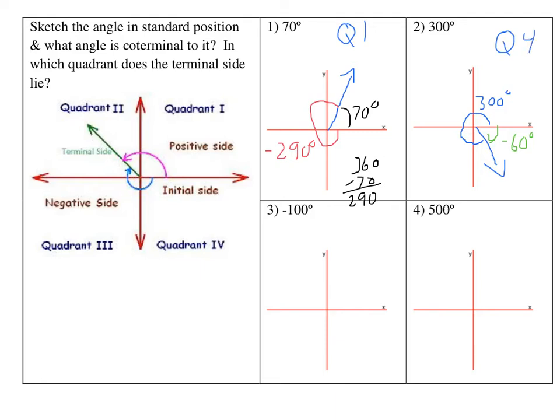All right. The next one here, negative 100 degrees, means I'm going to go this way 100 degrees. Now, if that's 90 to there, isn't 100 just a teeny bit farther? So it's going to be somewhere down there. So that is negative 100 degrees.